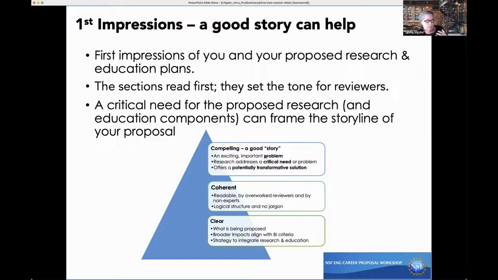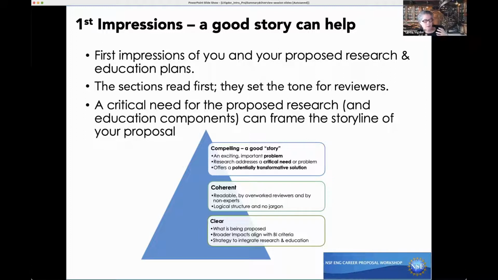And then there are things that make a narrative, a story, compelling. One is that the problem itself is exciting and seems important, that the research addresses a critical need or a problem, and that there is a potentially transformative solution. A good story is also coherent, so it's readable by overworked reviewers and by non-experts sometimes. There's a logical structure and limited jargon.